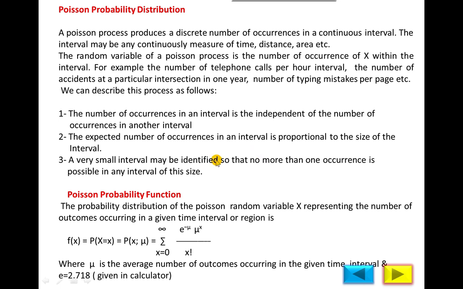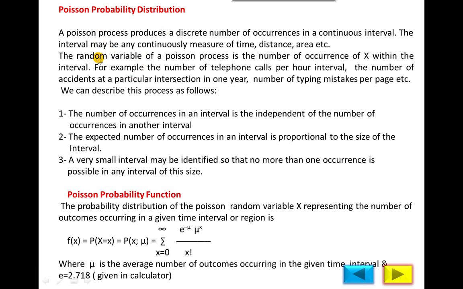Today we will start Poisson probability distribution. Before this we have done binomial probability distribution. So this is the second discrete probability distribution, Poisson probability distribution. And what is the Poisson probability distribution and when do we use it? This is the most important thing.